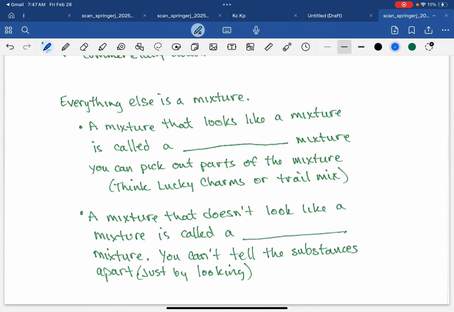There are a couple of kinds of mixtures. A mixture that looks like a mixture is called a heterogeneous mixture. You can pick out the parts of the mixture. You can see the different things in the mixture. Like Lucky Charms, right? You can pick out the different charms, and I think the cereal pieces themselves are different shapes. Or trail mix, you might have raisins or peanuts or whatever you're not allergic to in your trail mix, and you can just separate them by picking out the different pieces. It looks like a mixture.